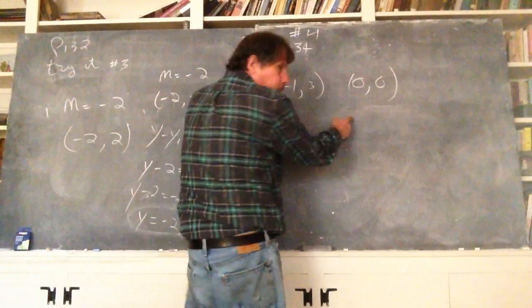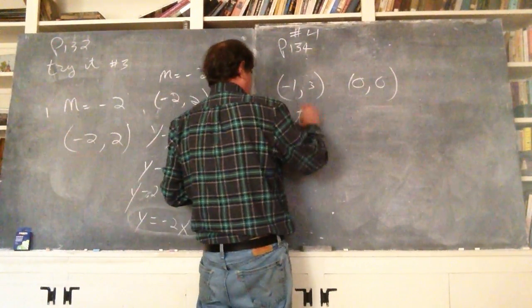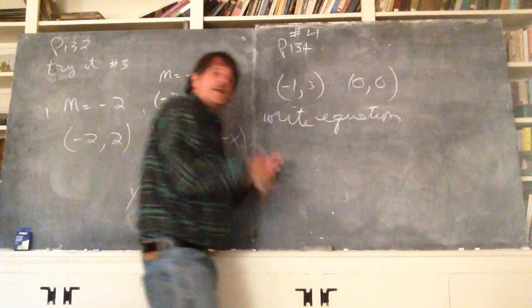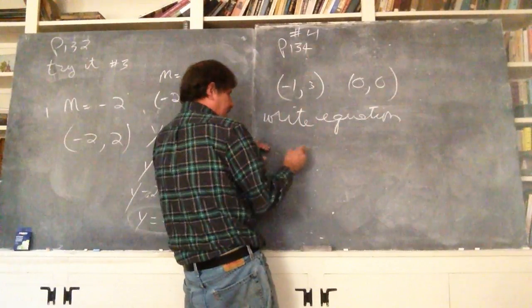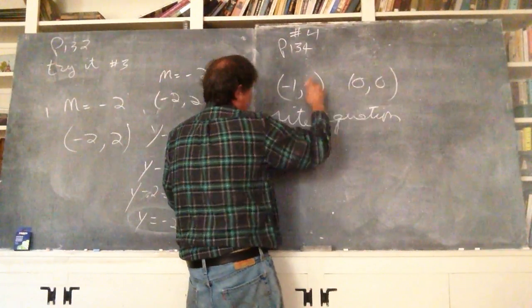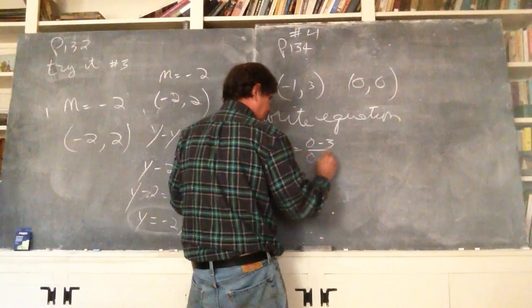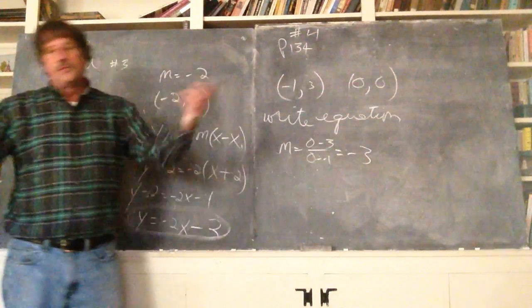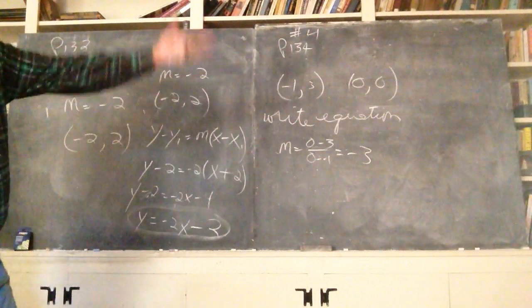Well, here we have 2 points. So first thing, write the equation of the line. Well, the first thing is you got to get the slope. Extract the slope. I'm going to be talking about that in the next. So the slope is, well, I always go there, 0 minus 3 over 0 minus negative 1, which is negative 3. So the slope is negative 3, and we have the points already.